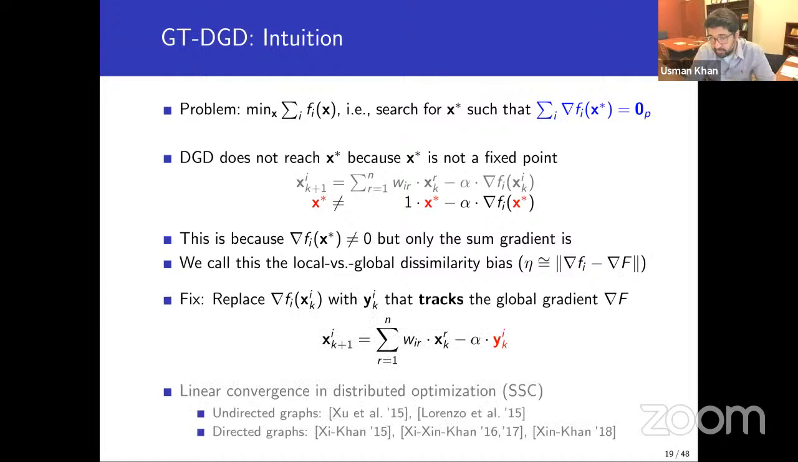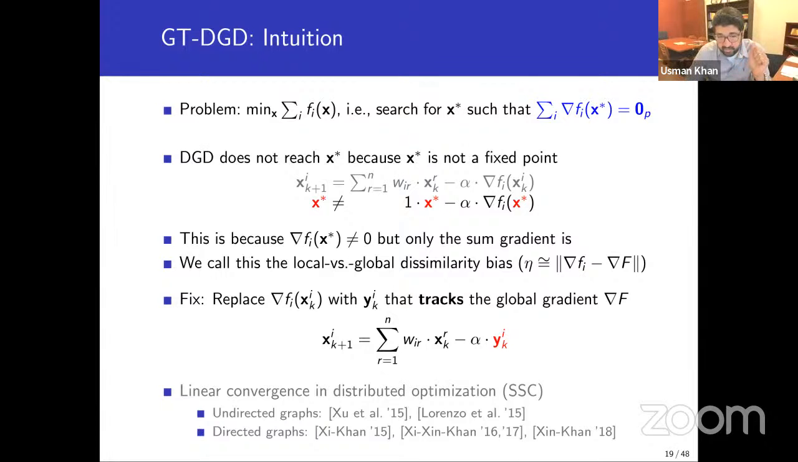And a potential fix would be to replace this gradient with another variable y that tracks the global gradient. Imagine that instead of the local gradient here, I have a variable y, but y tracks the sum gradient. This technique was introduced back in 2015 by Scutari's group and Lihua Xie's group in Singapore for undirected graphs. And in our work, we work on this technique on directed graphs.